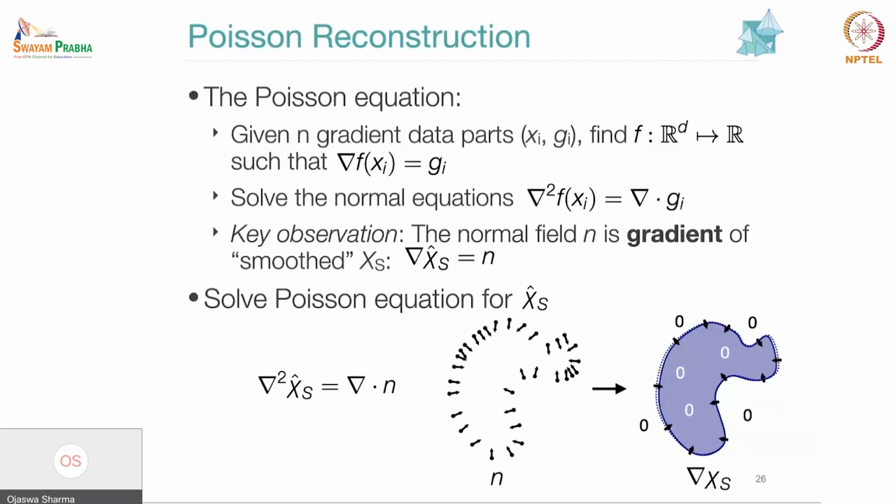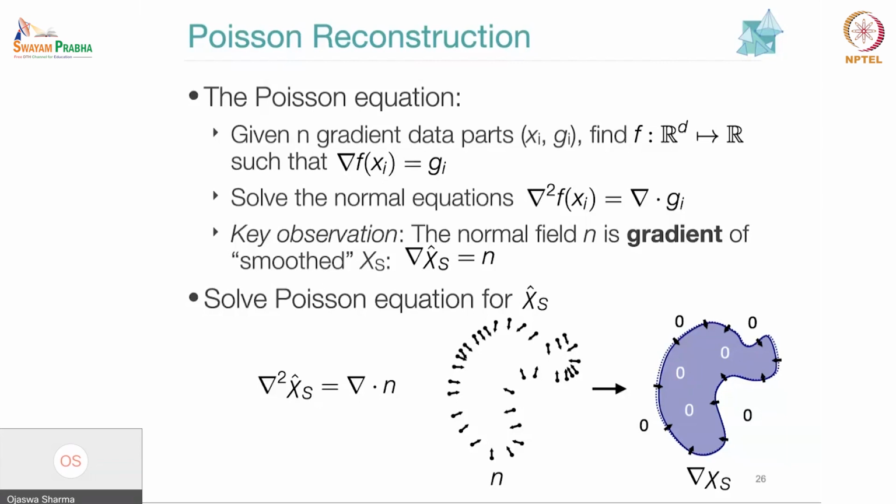And we hope that while doing so, we will define a surface that will also work out for points other than xi. Remember, xi are just a set of points, a discrete set of points. So what we could do is solve the normal equations by taking the gradient of the above equation. We say that the gradient of f equals the gradient of gi.